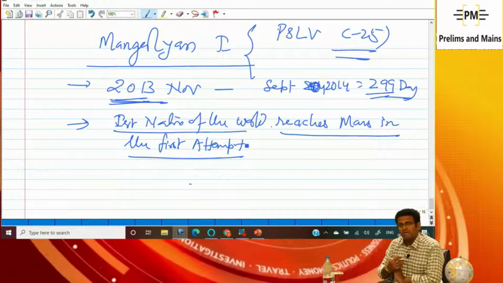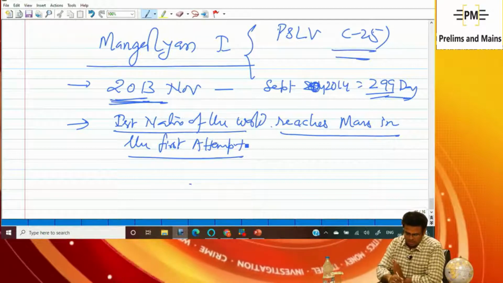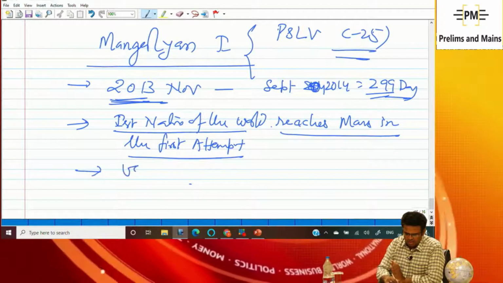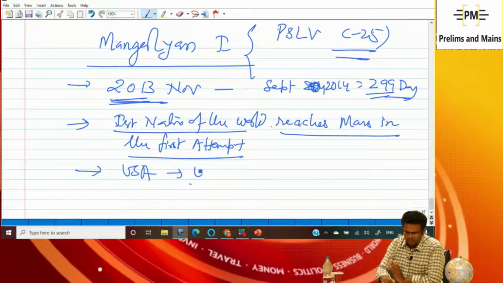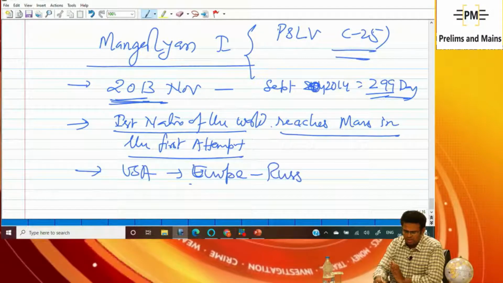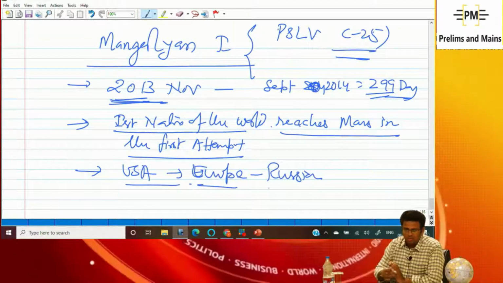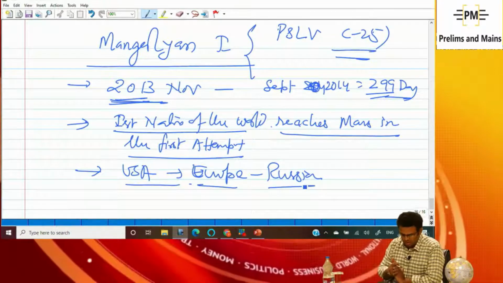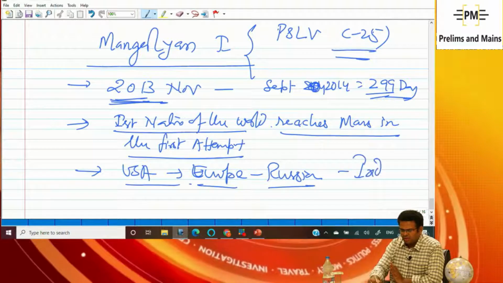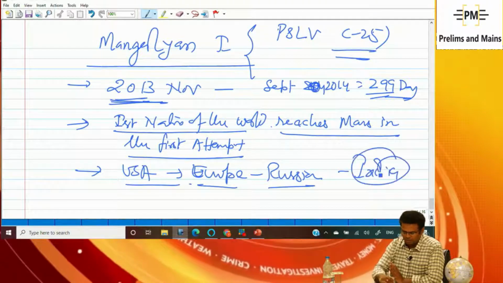Okay, this is one of the best qualities. India became the country after USA had sent, then Europe had sent, and thereafter Russia, no China and all. So China has still not been able to send anything toward Mars. So USA, Europe and Russia, and after that India, it is a high pride for India.